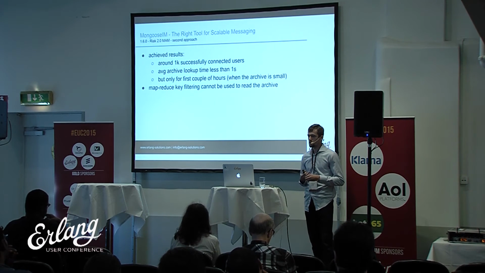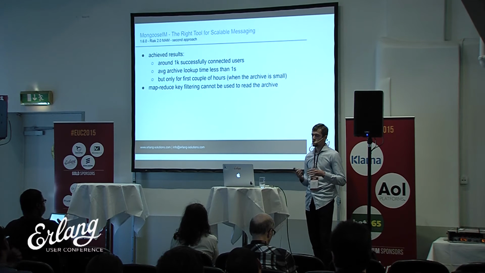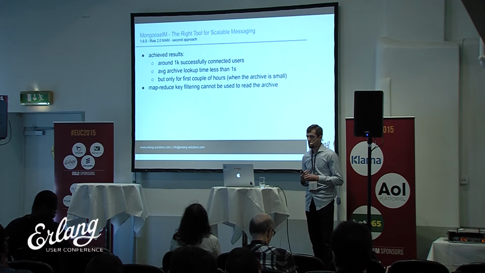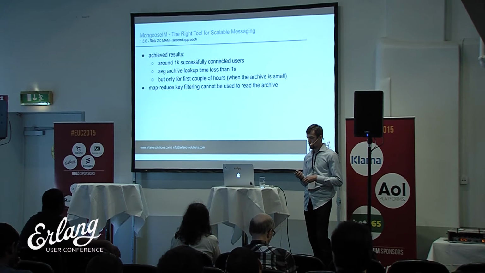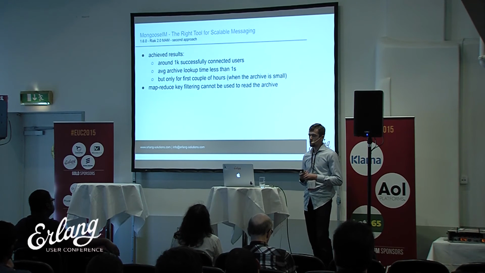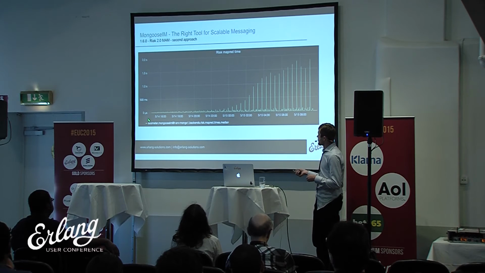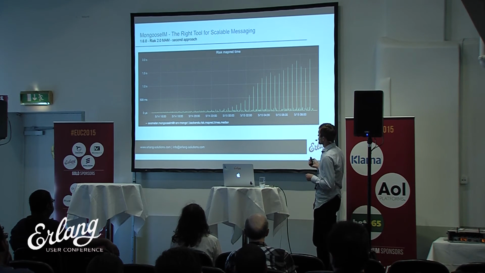And the achieved results were better than previously. I was able to connect around 1,000 users. The average archive lookup was less than 1 second, which was good, but only for the first couple of hours. When we produced a significant amount of keys in every user bucket, we started to observe the same scenario as in the first approach. So the MapReduce key filtering started taking longer and longer. And the conclusion from my first two approaches is that MapReduce key filtering cannot be used to read the archive in real time. Here are the results. We can see that for the first 8 hours, the MapReduce filtering was pretty fast, but after that it started growing and would grow infinitely if I didn't stop the test.